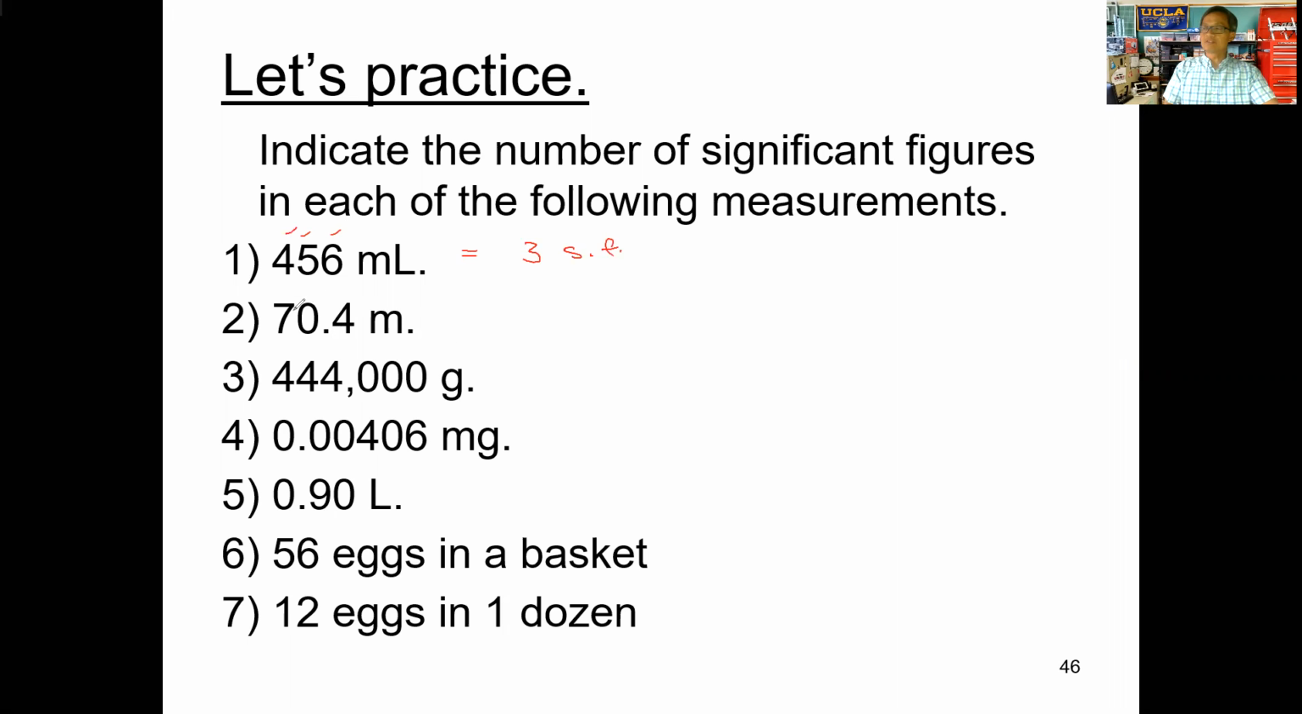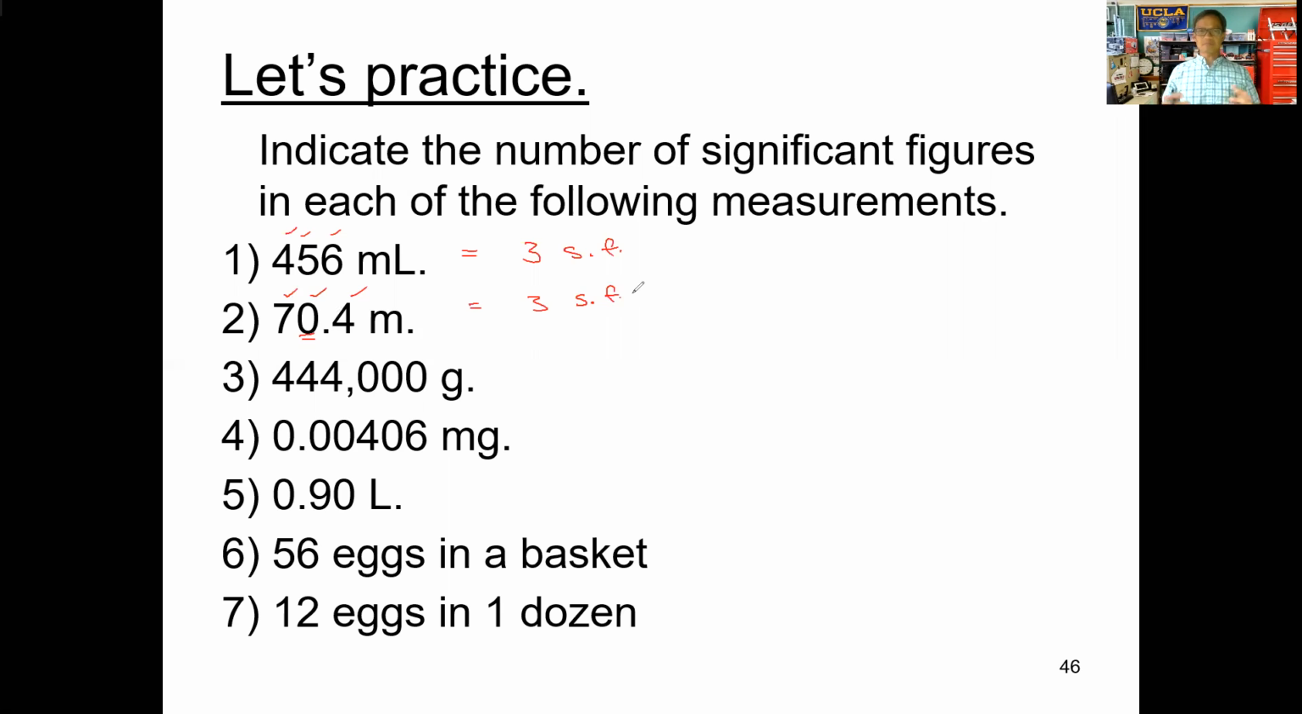Let's take a look at the second number here. The second number here is 70.4. The measurement is 70.4 meters. The 7 and the 4, they count. They are significant because they are non-zero digits. The 0 here does count. It is significant. Why? Because according to rule number 2, you have a 0 in between 2 non-zero digits. That's also significant. So you have 3 significant figures here as well.